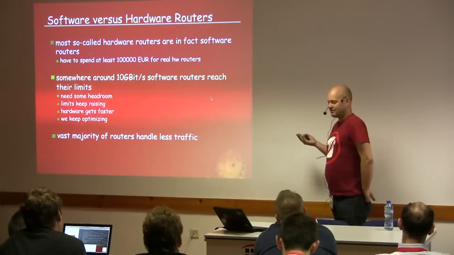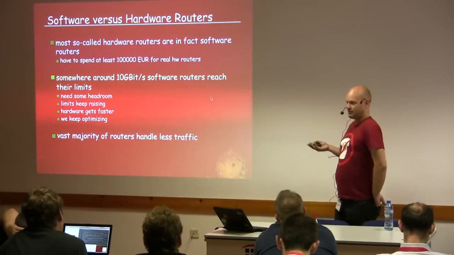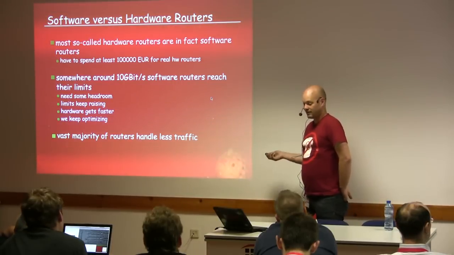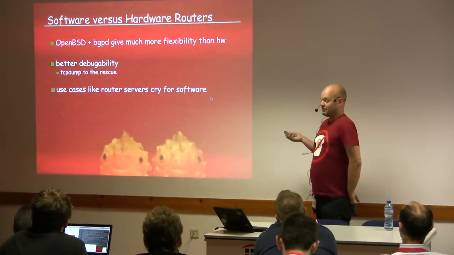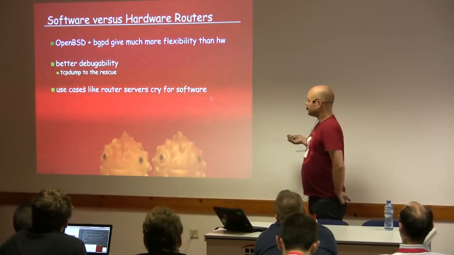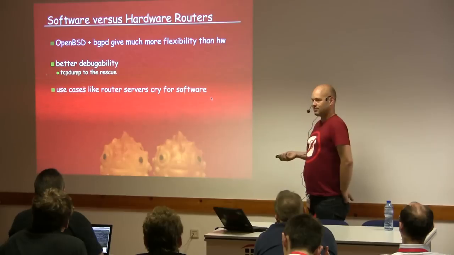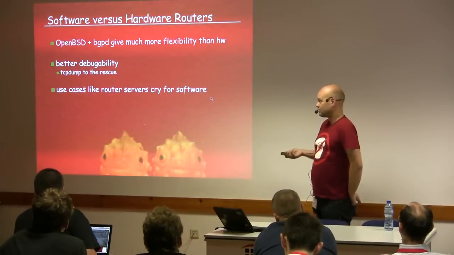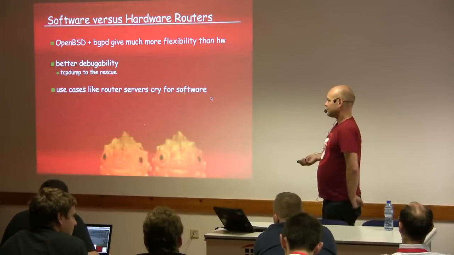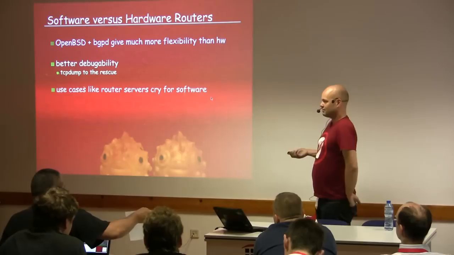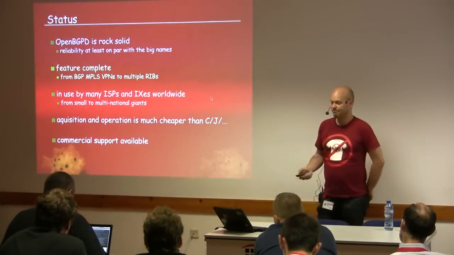On the other hand, of course, that limit goes upwards every year because the hardware becomes faster. And really, 90% or so of the installed BGP routers don't handle that much traffic, so they are perfectly fine with the software implementation. And OpenBSD and BGPD give much more flexibility than the dedicated hardware. Last not least, because you can run tcpdump, which you can't do on your commercial routers. And especially the use cases like route servers that don't forward traffic really cry for a software implementation.